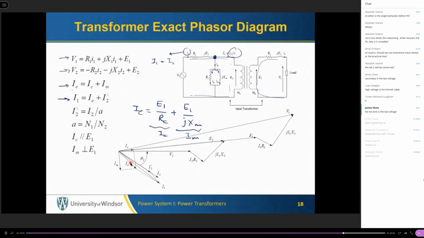As you can see, there are steps. We start from the load, we move to the ideal part of the transformer, and then we get I2 dash, and then the excitation current, and then we go to the supply. So there are many steps. If you solve it by hand, you will find that there are many steps that we have to go over.